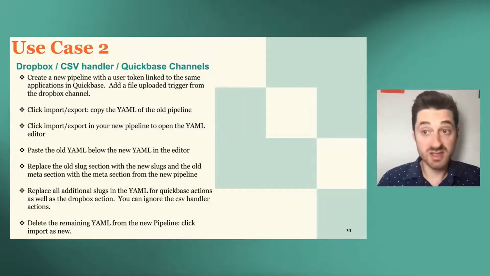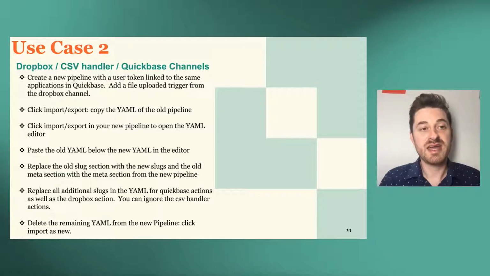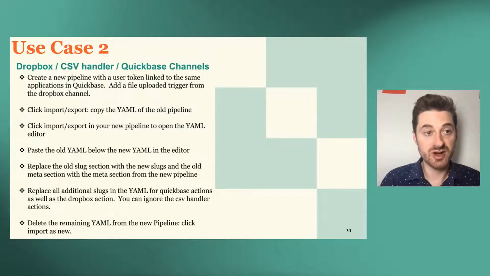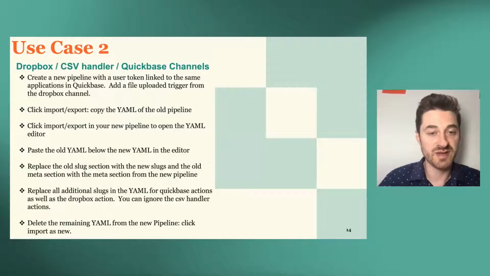This pipeline is a little bit more complicated. It has a Dropbox channel, so it's triggered by a file being uploaded in Dropbox. It has CSV handler steps, so a second channel, and it has QuickBase channels. If you've ever dealt with a CSV import, this pipeline basically automates importing a CSV into QuickBase.